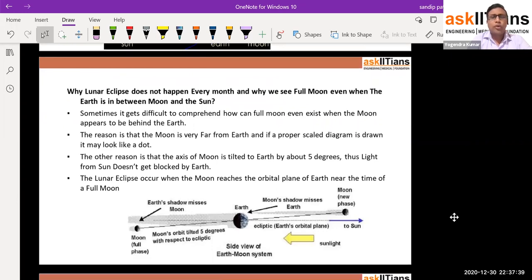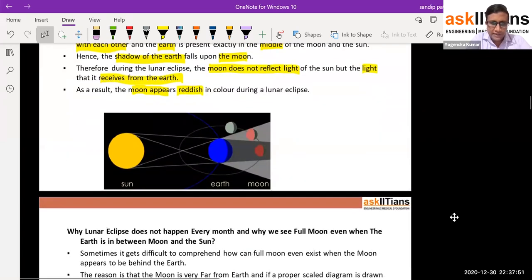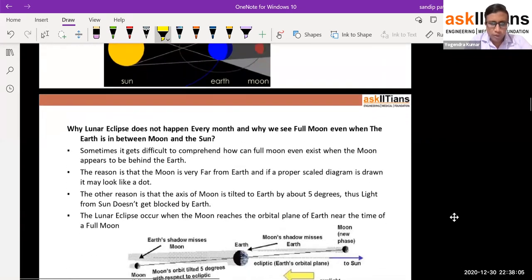Then a simple question is there: why does a lunar eclipse not happen every month, and why do we see a full moon even when the earth is in between the moon and sun, right? So what is the meaning of that? We have seen in the previous slide that the earth is in between the sun and the moon, so there is a shadow of earth on the moon, then only we are going to get the lunar eclipse. So why is it not happening every month, right? So there are reasons. What are the reasons?